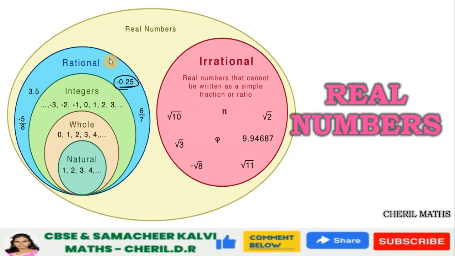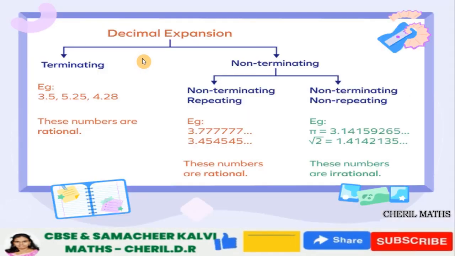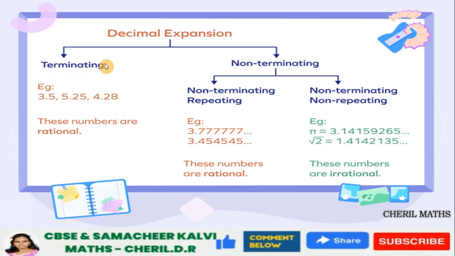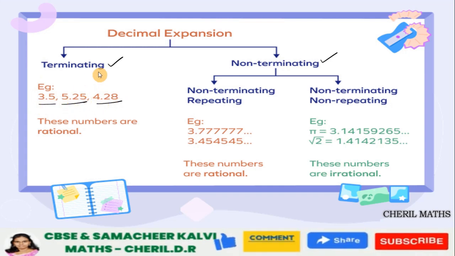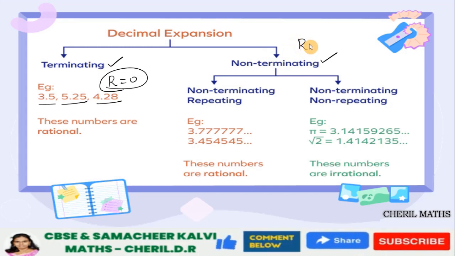What are the other things? Under decimal expansion, you can say that there are two types. One is terminating, another is non-terminating. Terminating means it can stop after 2 or 3 or 4 decimals and does not go beyond that. That means you get a remainder of 0. For a non-terminating decimal expansion, it will keep on going. It will never end. You can never get the remainder to be 0.